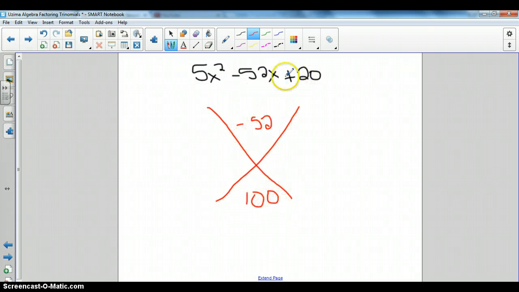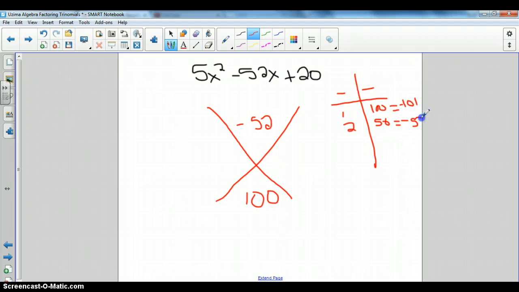So I know since this is positive and this is negative, it's going to be two negative numbers. Okay, so we'll start with 1 and 100. That equals negative 101, so that can't be right. Let's do 2 and 50, so we're doing the factors of 100. That's negative 52. Hooray, that was pretty quick. We found it. So we have negative 2 and negative 50.